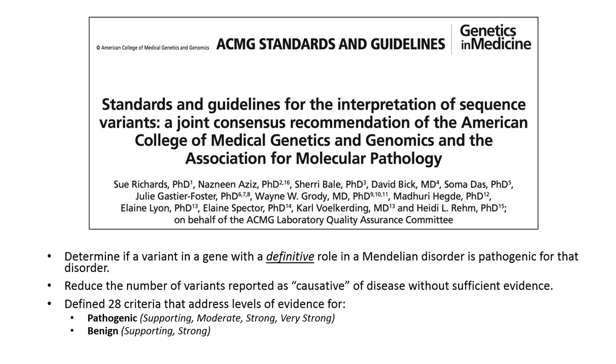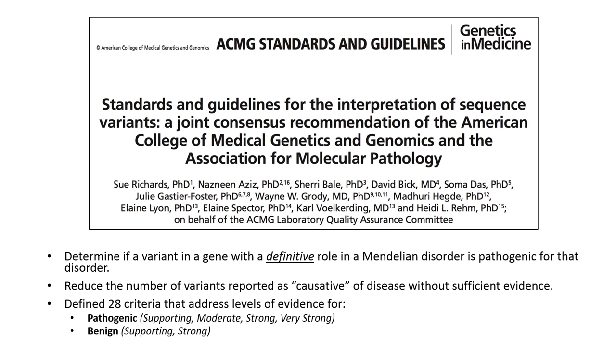In 2015, the American College of Medical Genetics and Genomics, ACMG, and the Association for Molecular Pathology, AMP, published a joint consensus recommendation for standards and guidelines for the interpretation of sequence variation. The overarching goal of these guidelines, in addition to providing a consistent standard, was to create a framework to determine if a variant within a gene that has a definitive role in a Mendelian disorder is pathogenic for that specific disorder. These guidelines are also intended to reduce the number of variants that are reported as being disease-causing that have insufficient evidence. It's important to note that this framework, as written, is not designed to consider variants in genes with minimal evidence supporting their association to a Mendelian disease, which are often referred to as genes of uncertain significance.